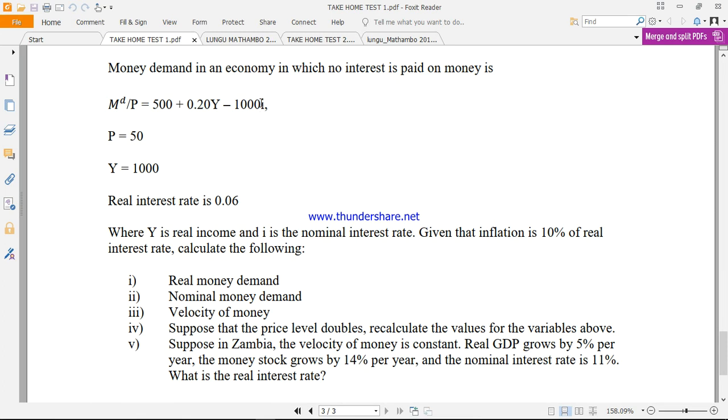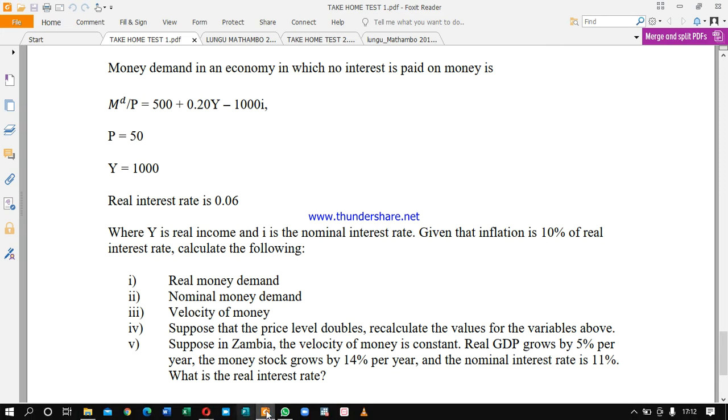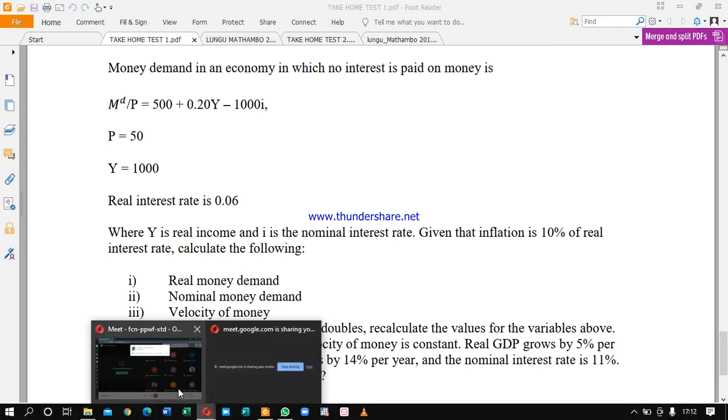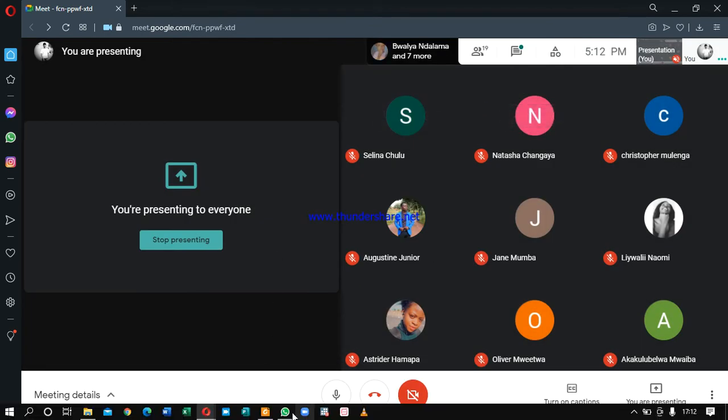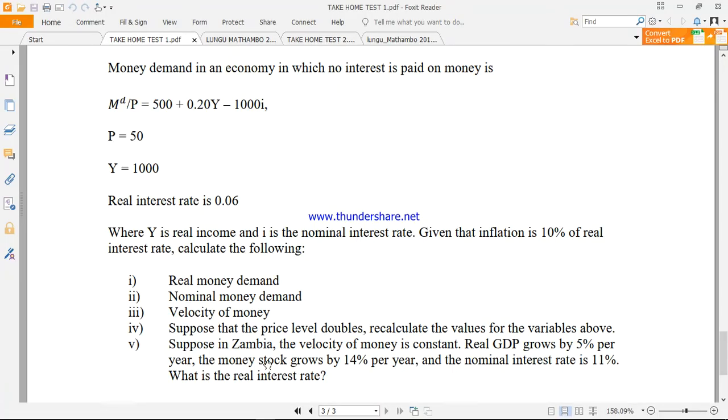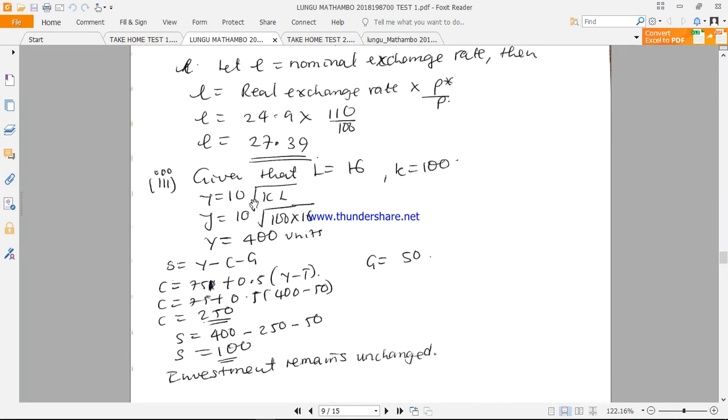Alright, so let's go. So how do we get the real money demand? As I was saying, we can get that from that, but the problem is that we don't have the nominal rate of interest. Meaning that we first have to calculate the nominal rate of interest. Okay, let me just display my solutions.